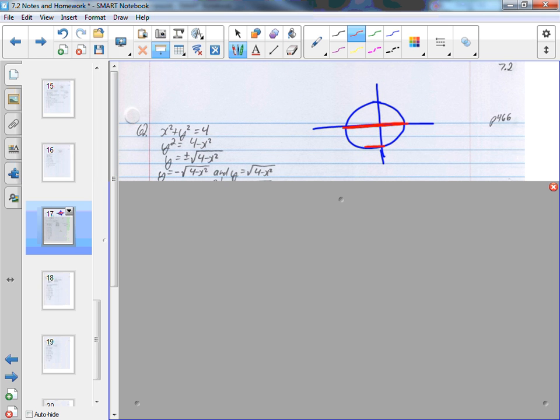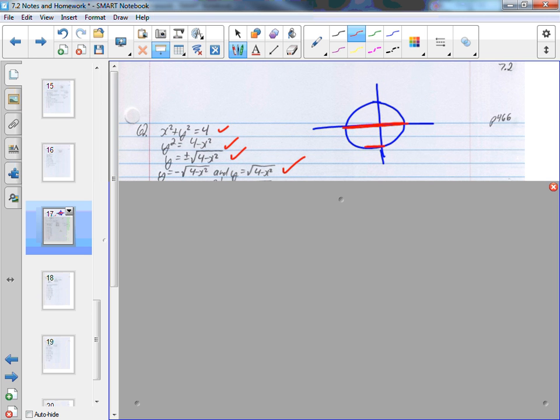Make sense? Okay. Now, if x squared plus y squared equals 4 is our function, let's go ahead and solve that for y. So I subtracted x squared. I took the square root of both sides. Turns out it's not really one function. It's 2. Okay?